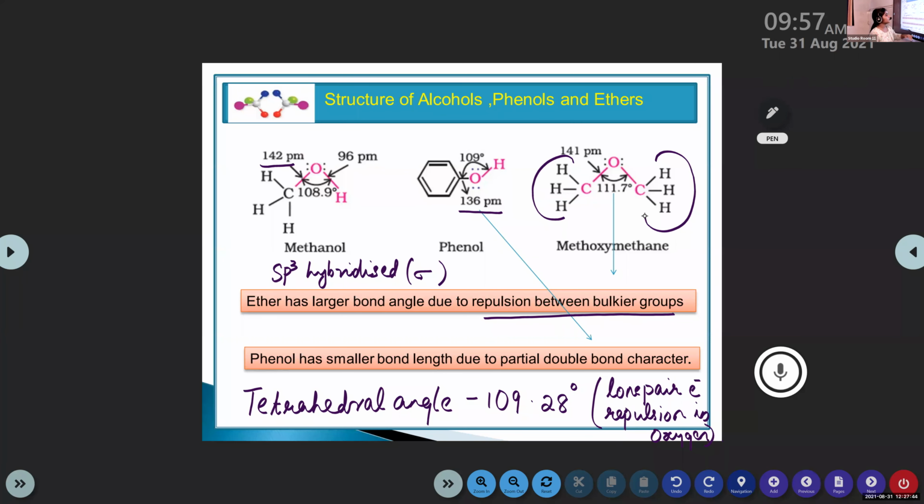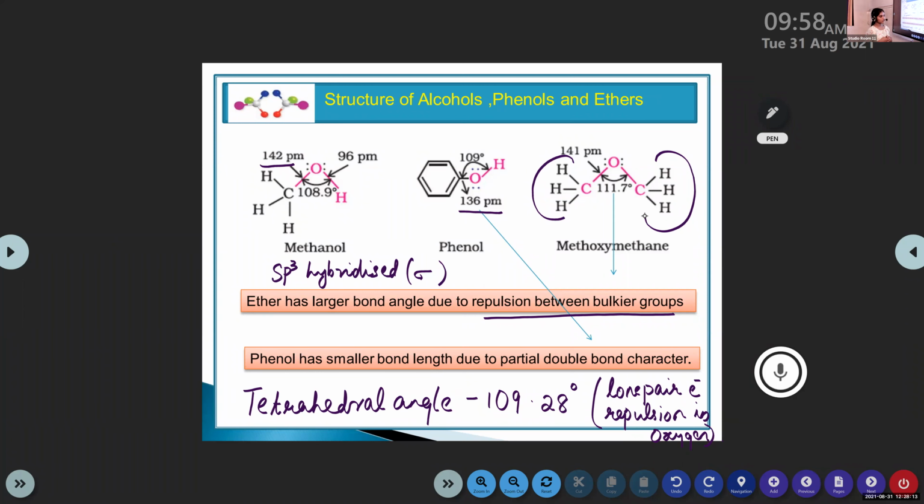And in the case of the third one, methoxymethane, the angle between carbon, oxygen and carbon is greater than the tetrahedral angle. The reason is repulsion between the bulkier groups. 2 bulkier groups are surrounded with oxygen. So due to the presence of these bulkier groups, here the angle is greater than the tetrahedral angle. This is clear, children?